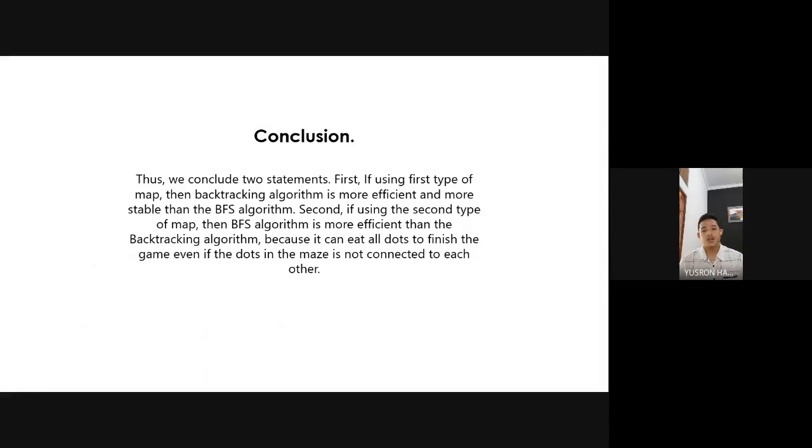We already conclude two statements. First, if using the first type of map, where all dots are connected to each other, then the backtracking algorithm is more efficient and more stable than the BFS algorithm. Second, if using the second type of map, where the dots are not connected to each other, then the BFS algorithm is more efficient than the backtracking algorithm, because the backtracking algorithm cannot solve the second type of map, where the dots are not connected to each other.